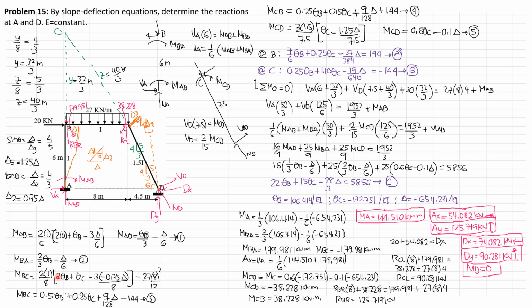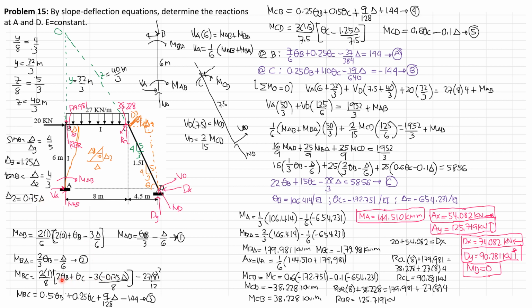Then MBC, 2 times EI 1 over L8, quantity 2 theta near, 2 theta B plus theta C, then minus 3 delta 2 over L. So delta 2 from this relationship, from this triangle, sine of theta equals delta over delta 3. And we define sine theta here as 4 over 5. So therefore, delta 3 in terms of delta is 5/4 or 1.25 of delta. Likewise, tangent of theta is delta over delta 2, and tangent theta from this triangle is 4/3. Therefore, delta 2 is 3/4 of delta or 0.75 of delta.